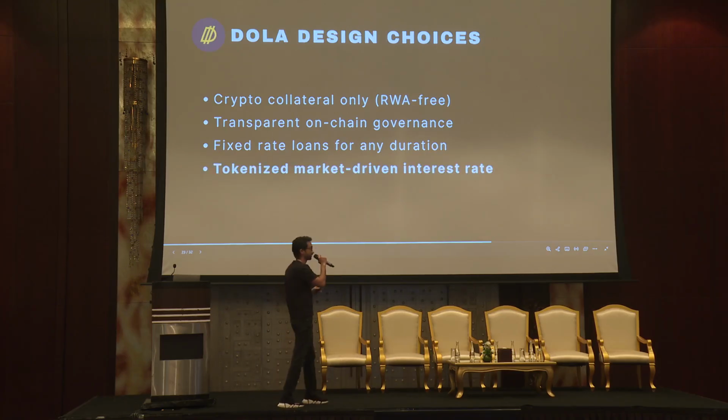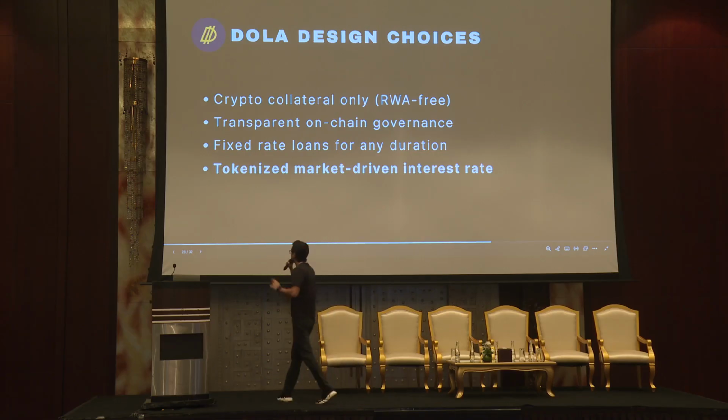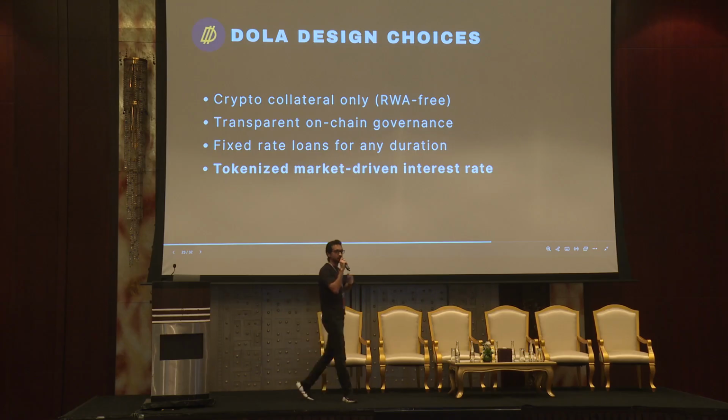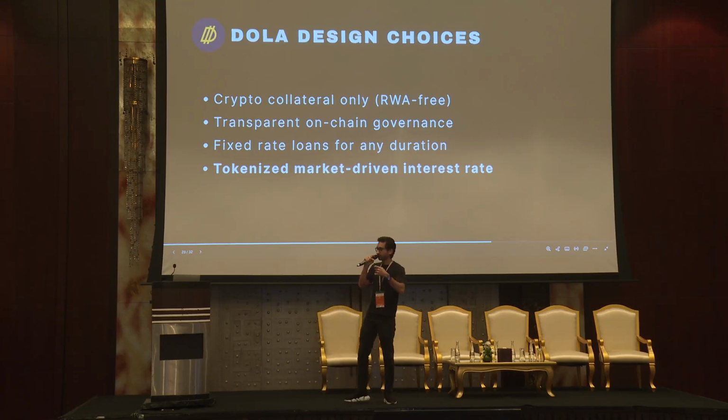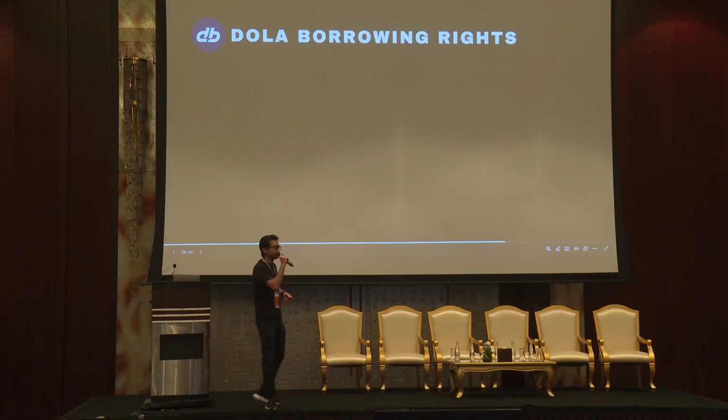And we tokenize also our interest rate. So we're going to talk about that right now very quickly. But the idea is, unlike other projects that we've talked about, we don't decide our interest rate. We don't have a specific interest that we set as a protocol. We have a market-driven mechanism so that it adapts to different environments. So how does that work?